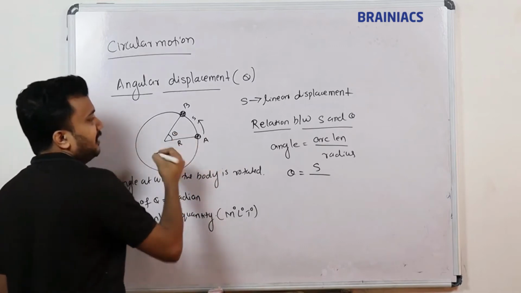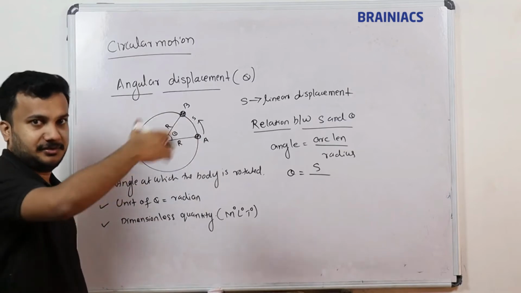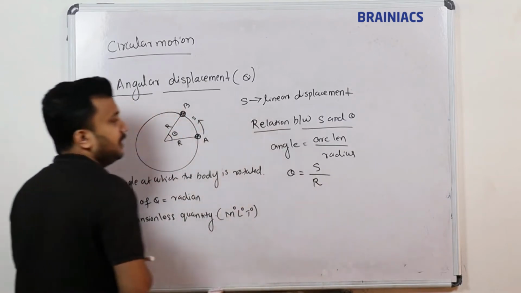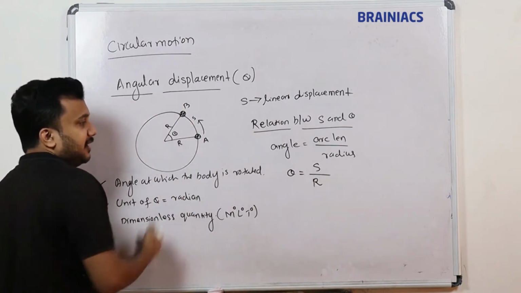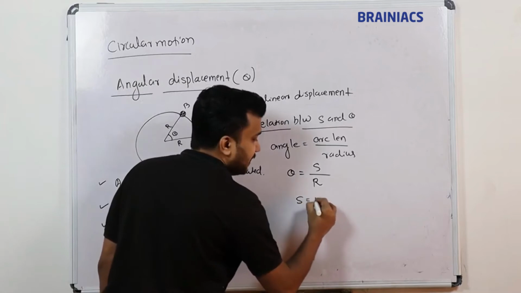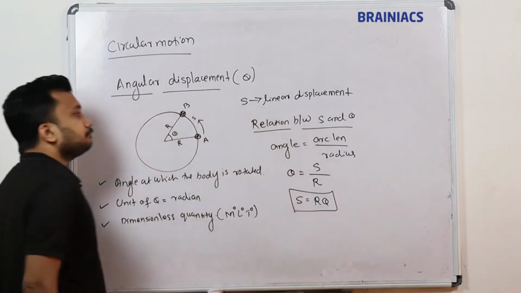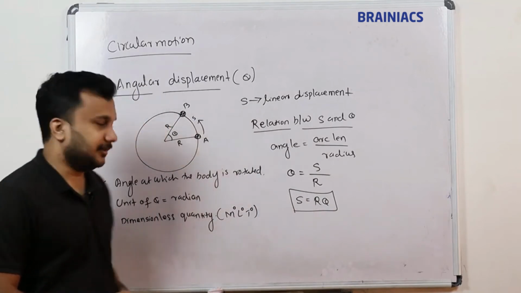Suppose I am assuming the radius is equal to r. The radius is not changing in a perfect circle. So the radius is r, and the relation between S, theta and r is this one. In short, I can write S equals r theta. Remember this. This is the relation between S and theta.